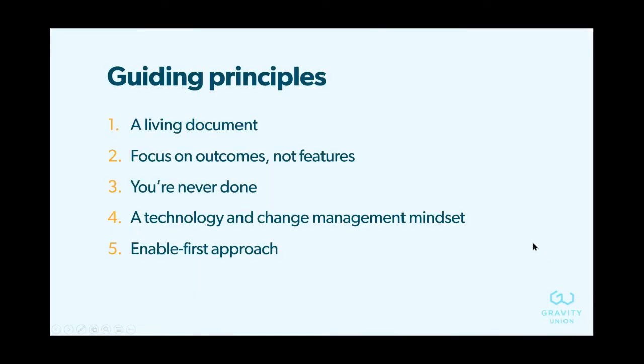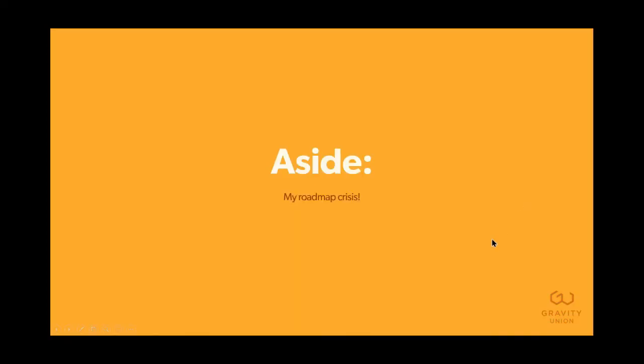So just as a recap, the guiding principles I mentioned, it's a living document. You're focusing on outcomes. You're never done. It's constantly evolving. There's sort of a two mindset approach to these things. There's technology and change management. So you're telling a story as well over time. And enable first. So this is very specific to Microsoft 365. You want to think about enabling as many services as you can out of the gate.